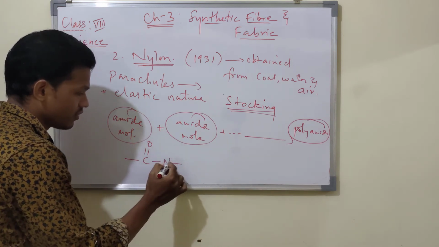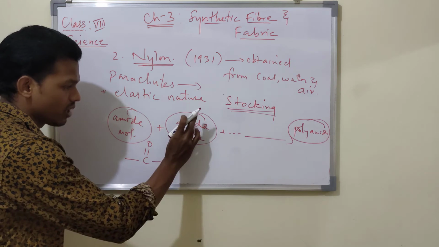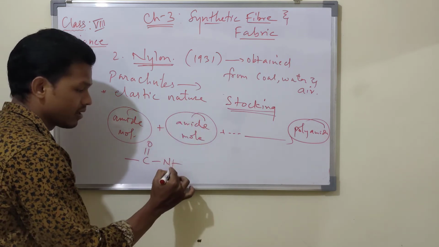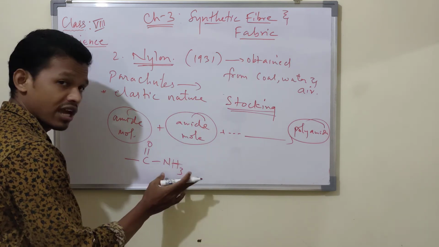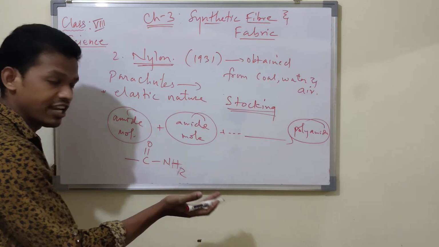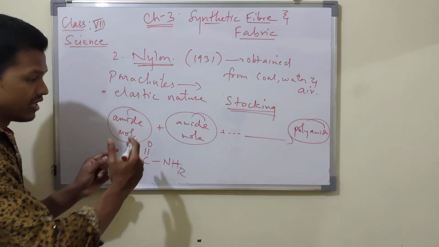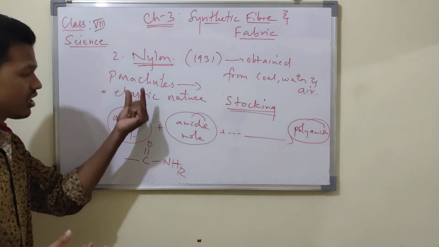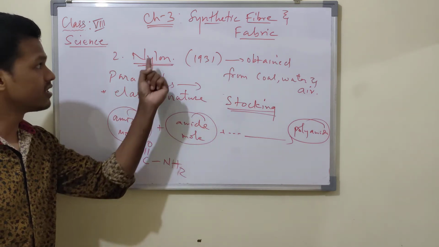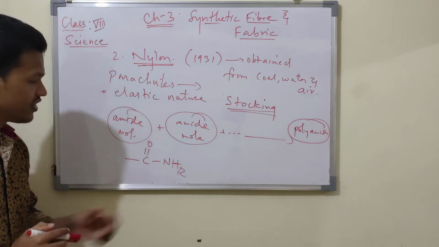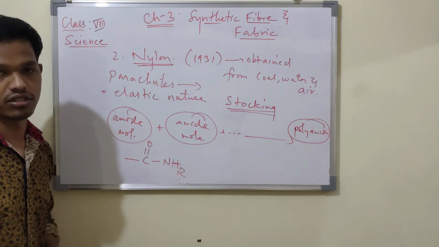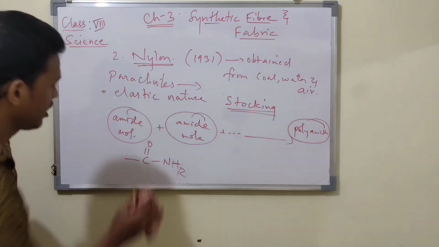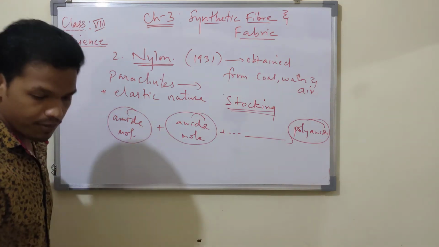So in the same amide molecule, NH3 ammonia or NH2, anything can be attached, and the properties will change. The silk properties will be different and the nylon properties are different. So they change the chemical structure in industries, and they are prepared from this.